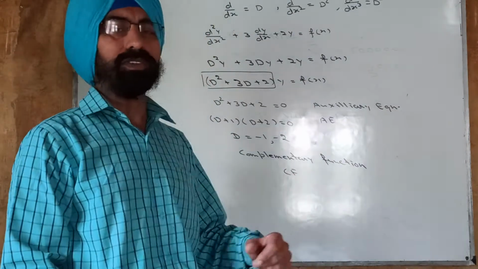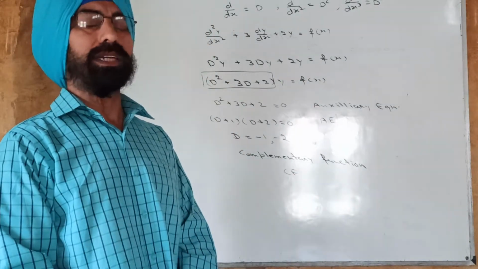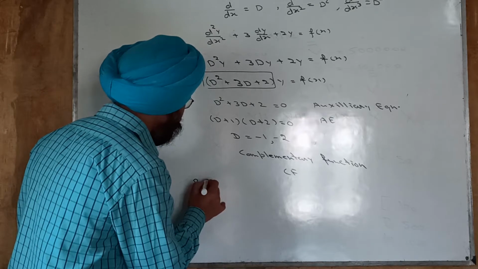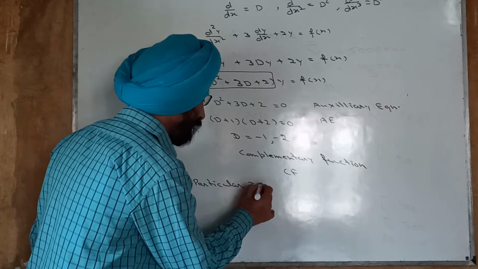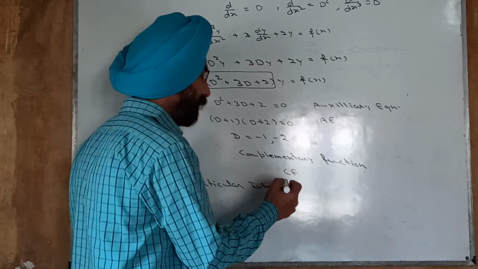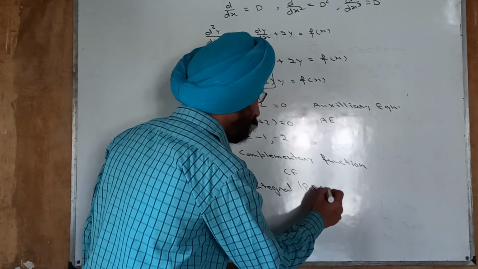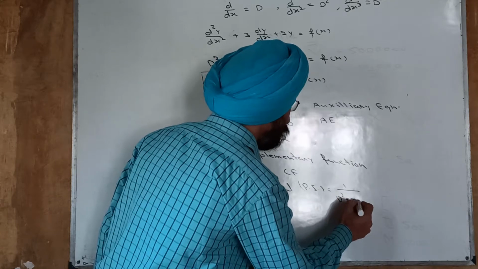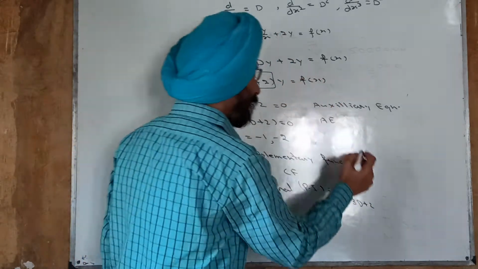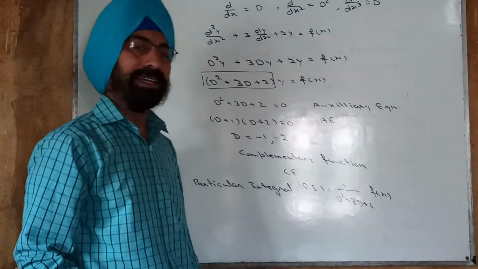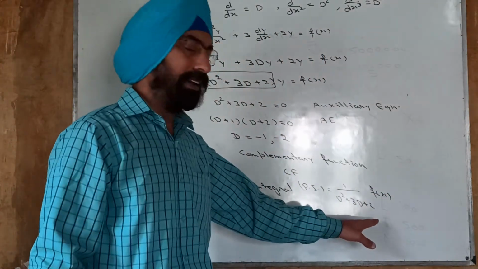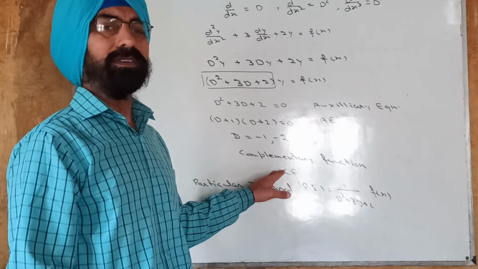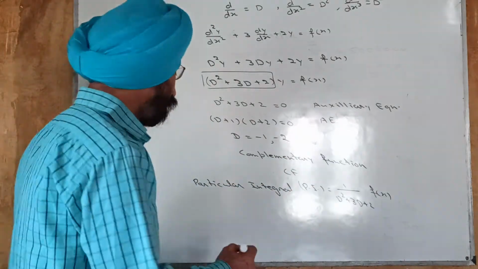This is one part of the solution of the differential equation, and the other part will be called the particular integral. The particular integral, in short PI, will be equal to 1 upon this function of D, that is D² + 3D + 2, acting on the function on the right hand side, that is f(x). And we will have some techniques to evaluate this particular integral, just as to find the complementary function.